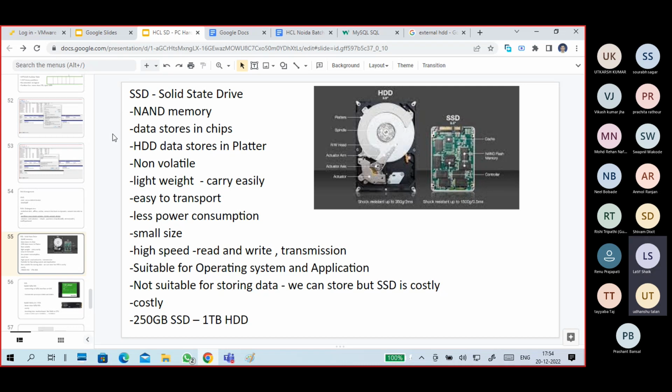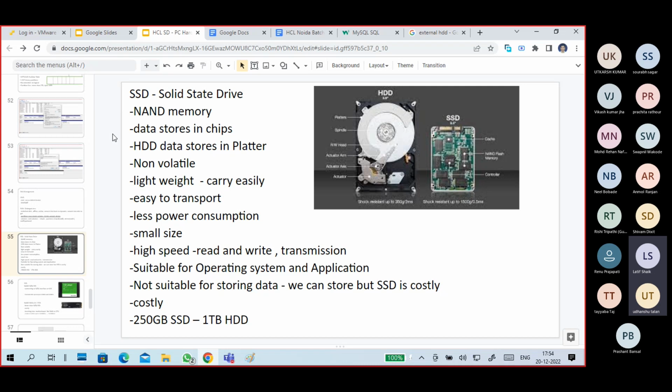Very good high speed data transmission is there. You can read and write data faster as compared to SATA hard disk. Compared to SATA hard disk, SSDs are faster. It is suitable to store the operating system and applications. It is better not for storing regular data. Why? Because it is costly.